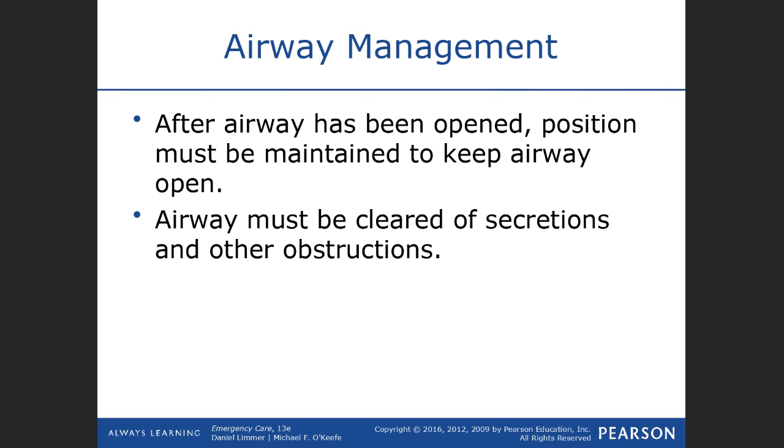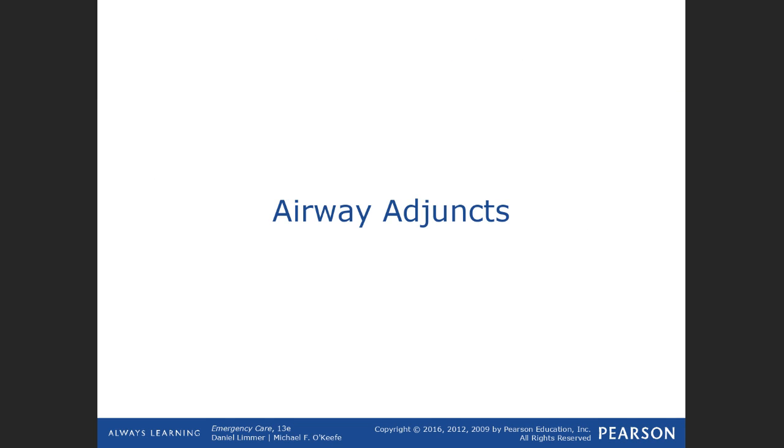Once you do a head tilt chin lift and release it, the airway closes back. You do a jaw thrust maneuver and let it go, the airway is going to close. So once you have opened the airway, you need to ensure that you keep it open. If that's not possible, you're going to be using your airway adjuncts for that purpose. So that's the purpose of airway adjuncts, to maintain the airway so that your hands are free to utilize other equipment. Airway must be cleared of secretions and other obstructions. So let's look at the airway adjuncts now.